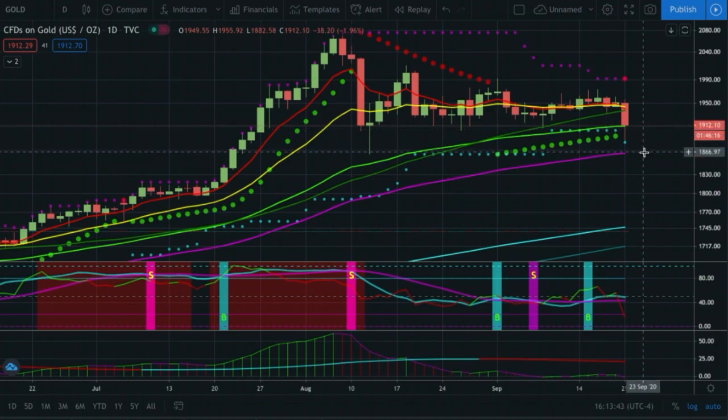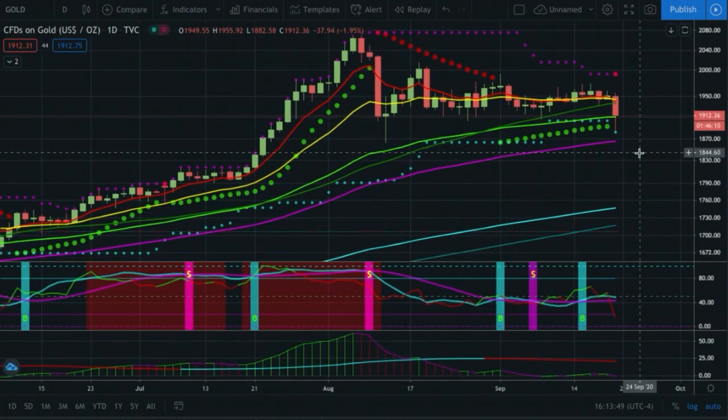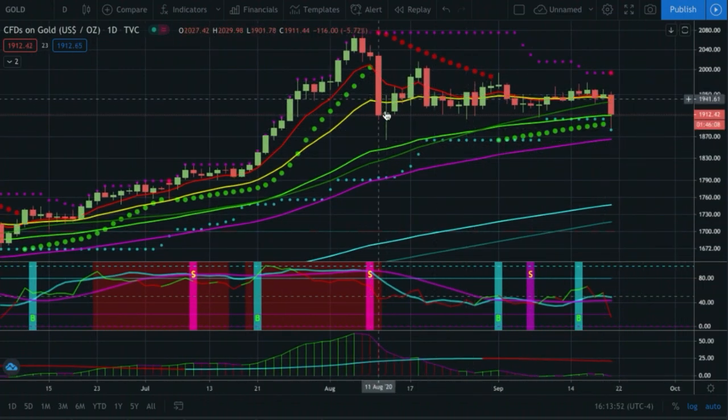The measured move could take us as low as 1866, but once again, fundamentally, I would expect this to continue getting bought back up. We saw a violent sell-off down here, got bought up. We could see another violent sell-off down here, get bought up, or consolidation before the move.